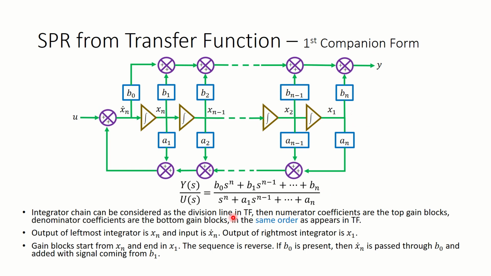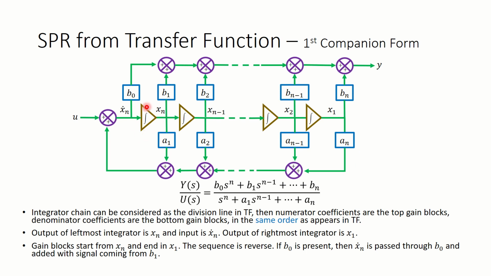If you do that, you immediately observe that the gains are in the same order. The gains in the top of the integrator chain are the gains of the numerator. The gains in the bottom of the integrator chain are the gains of the denominator, and they are appearing in the same order. However, the states are in the opposite order.